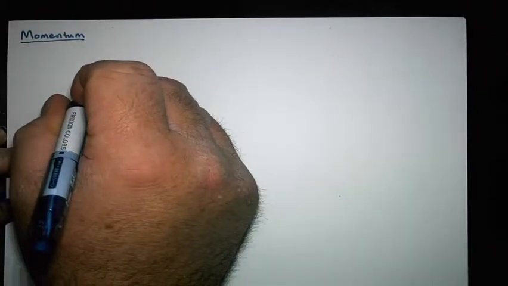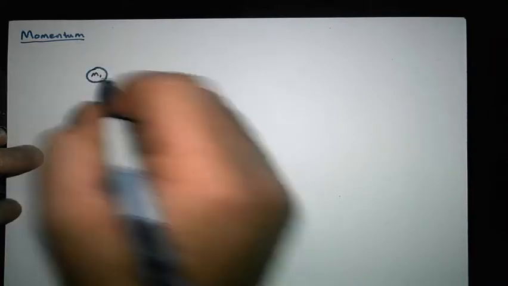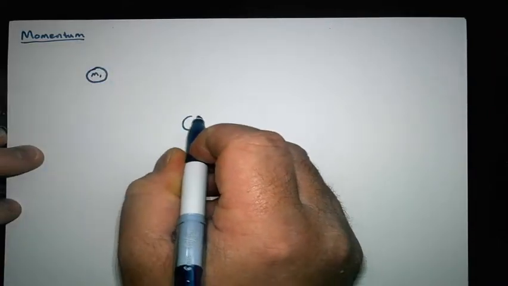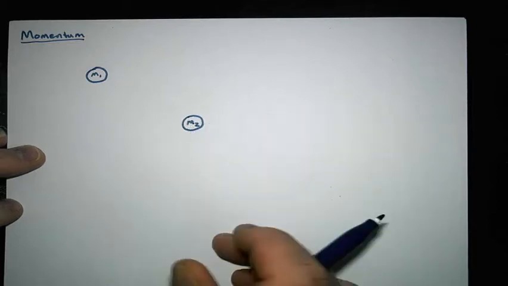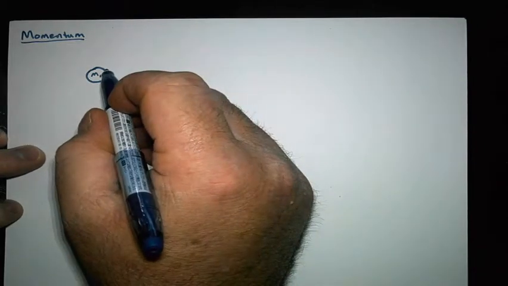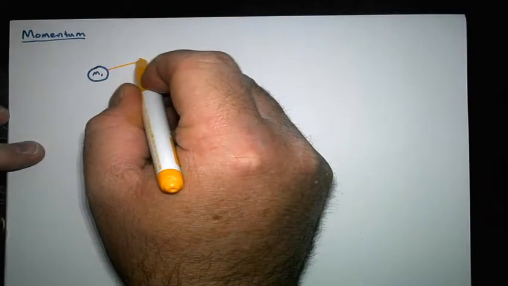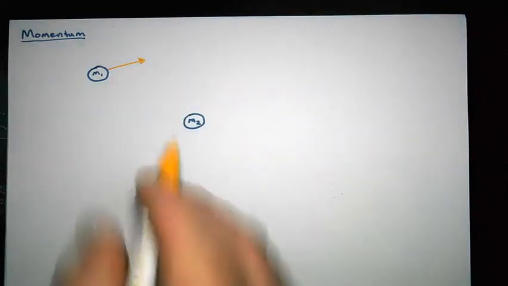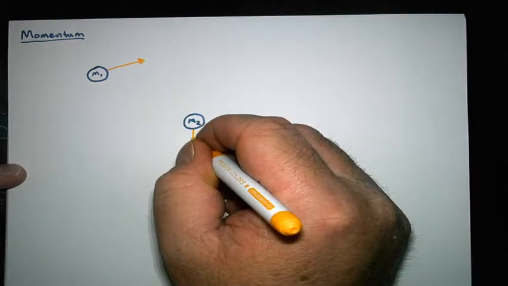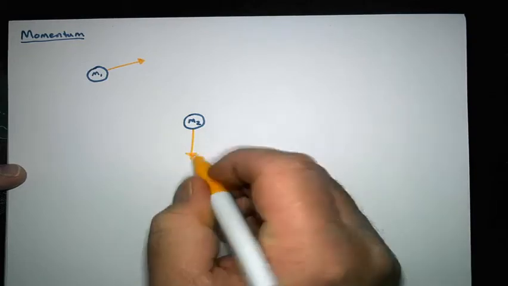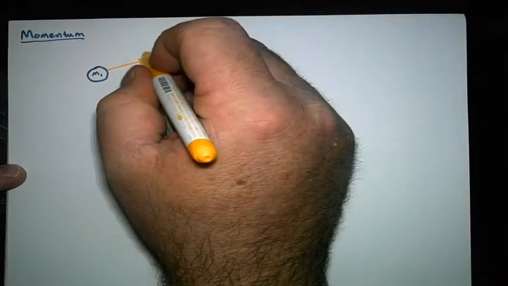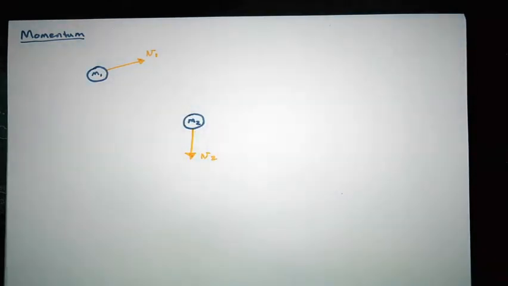So, momentum. Here's where we're going to start. Imagine we have two massive objects. We'll call this M1, and we'll call this one M2. This one is traveling in such a direction, and this one is traveling in that direction. All right.